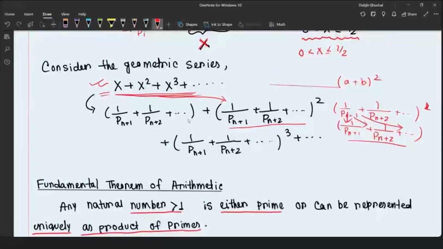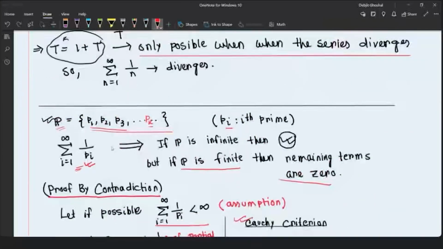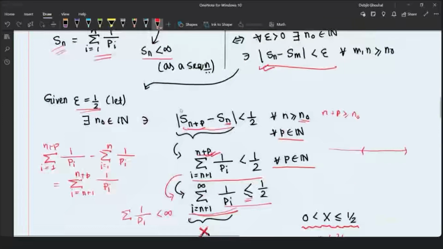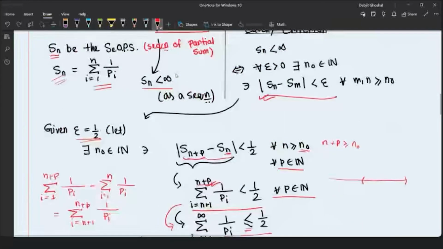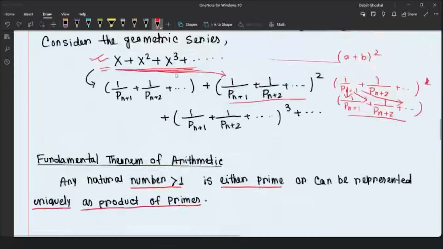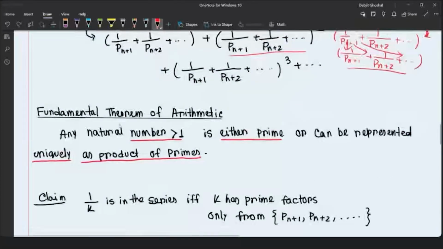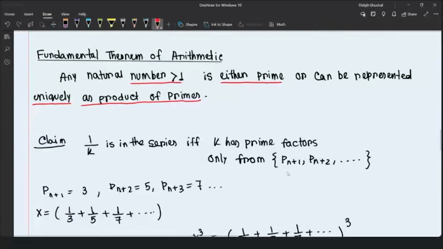What was our initial assumption? That this series is convergent. So I have to reach a contradiction. What I do here is show that a subseries of this series is divergent. For this, I am constructing the geometric series like this, and why this is important, we will see. My claim is that 1 by k is in this series if and only if k has prime factors only from this set, pn plus 1, pn plus 2, and so on.